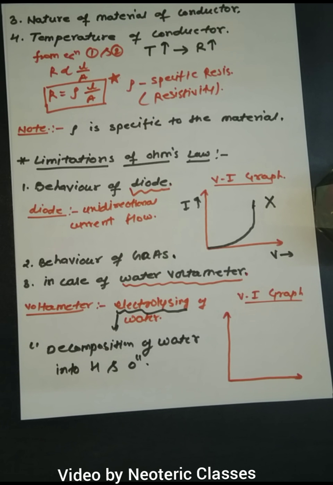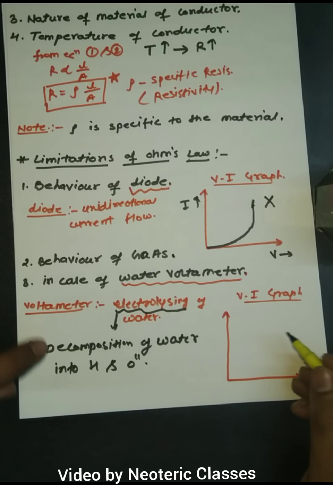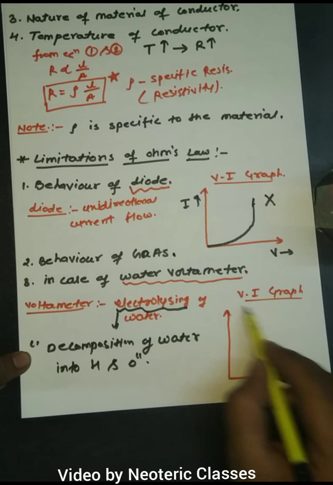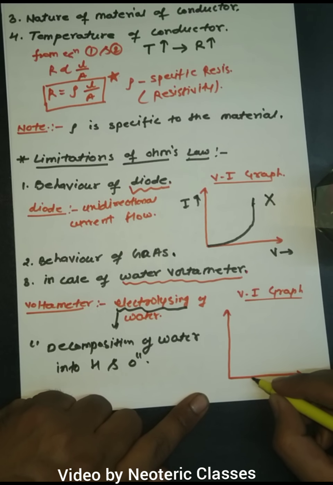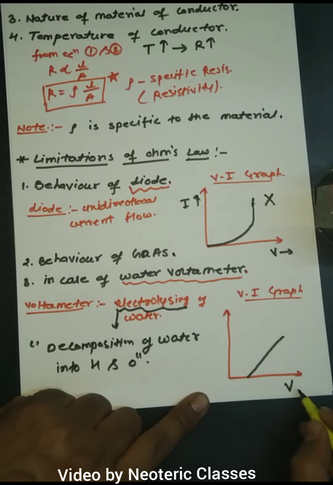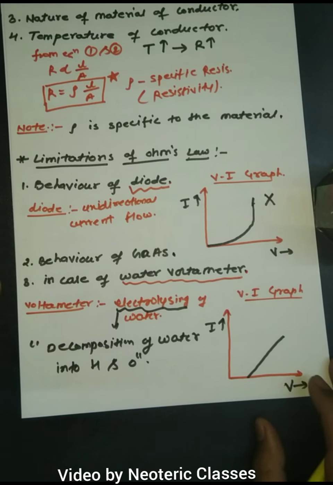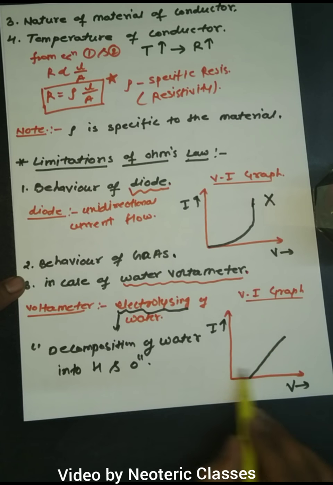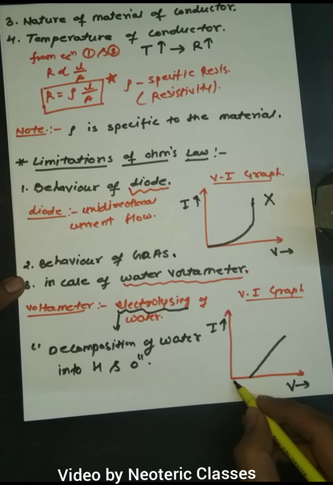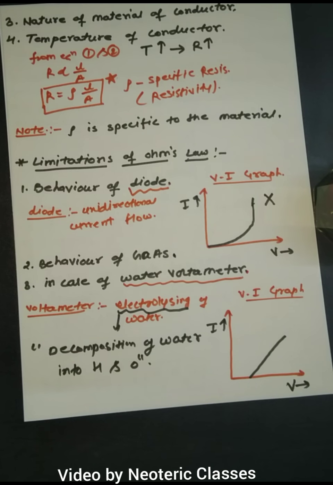So how is it not following Ohm's law? If you draw the VI graph for the voltameter, the graph will come like this. This is the voltage, or potential difference, and this is the current. This graph is not linear, because a linear graph should start from the origin, but that graph is totally different from Ohm's law. So these are the few limitations of Ohm's law. Okay friends, this is all about Ohm's law. I hope that everything is clear for you. Thank you.